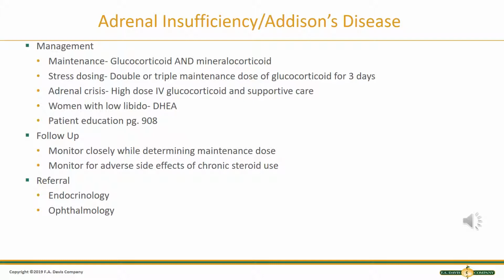Referrals are going to be made to endocrinology at the get-go to help establish the maintenance dose and possibly even to help establish diagnosis. Anytime there's dose adjustments or you want to change a class of hormone replacement, this needs to be done through endocrinology as well. And then ophthalmology needs to be in place with an annual eye exam due to the possibility of cataracts from the chronic steroid use.